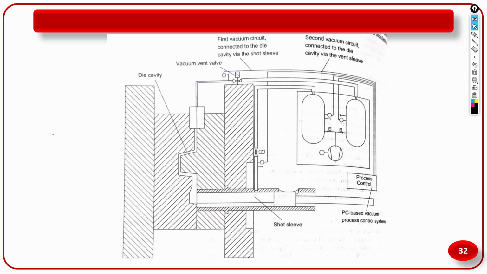So as you can see here, the vacuum circuits are there through which the vacuum is created. Here you can see the air is sucked. Here the plunger is there, molten metal is put inside, and the molten metal will enter very fast and fill the cavity, because negative pressure is applied here, so metal will be pulled and filled inside the cavity very fast.